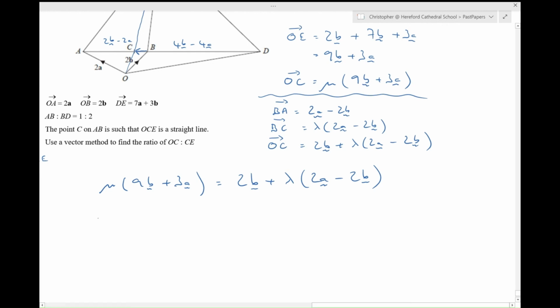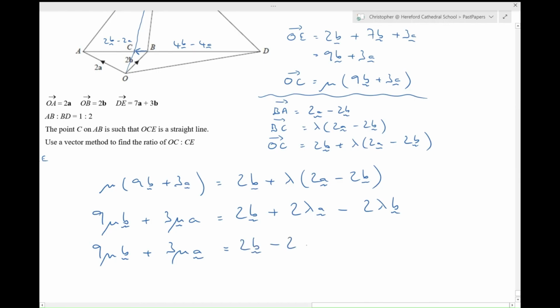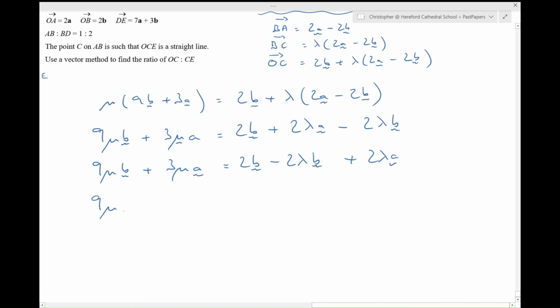I'm going to multiply out this bracket on the left. Gives me 9 mu B plus 3 mu A equals 2B plus 2 lambda A minus 2 lambda B. On the left-hand side, I can already see the coefficient of B and the coefficient of A. On the right-hand side, I'm going to need to do a little more manipulation. For B, how many B's have I got? I've got 2B minus 2 lambda B, and then I've got 2 lambda A. So if I make that a little clearer, 9 mu B plus 3 mu A. Now what B's have I got here? Well, my coefficient on B as a whole is 2 minus 2 lambda, plus 2 lambda A.